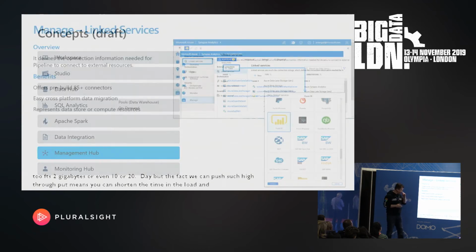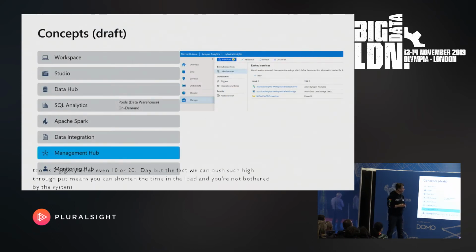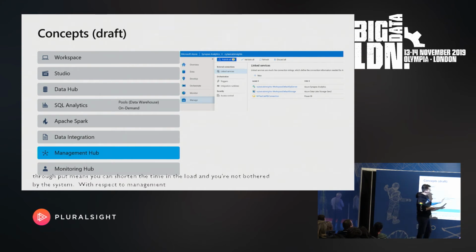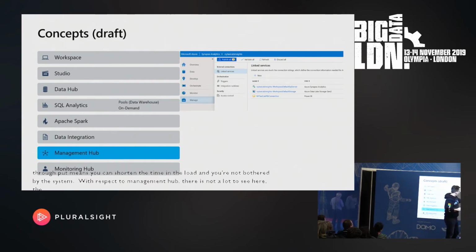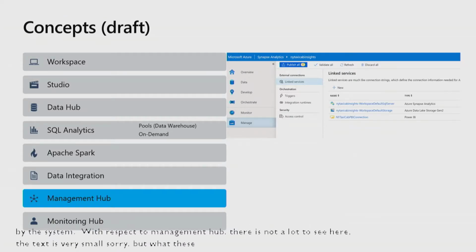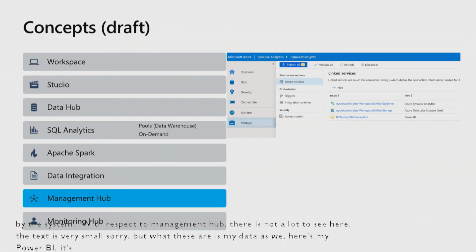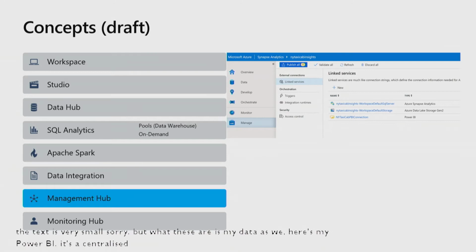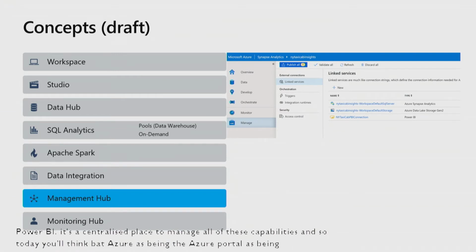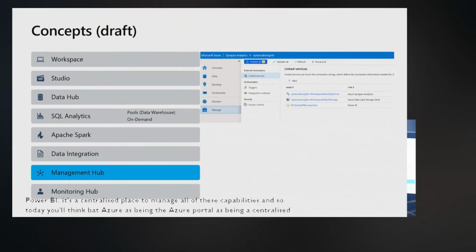by the system. With respect to the management hub, there's not a whole lot to see here, and the text is very small, sorry. But what these are is my data warehouse. Here's my Power BI. It's basically just a centralized place to manage all of these capabilities within Synapse. And so today you'll think about the Azure portal as being a very centralized environment for managing all of your cloud services.